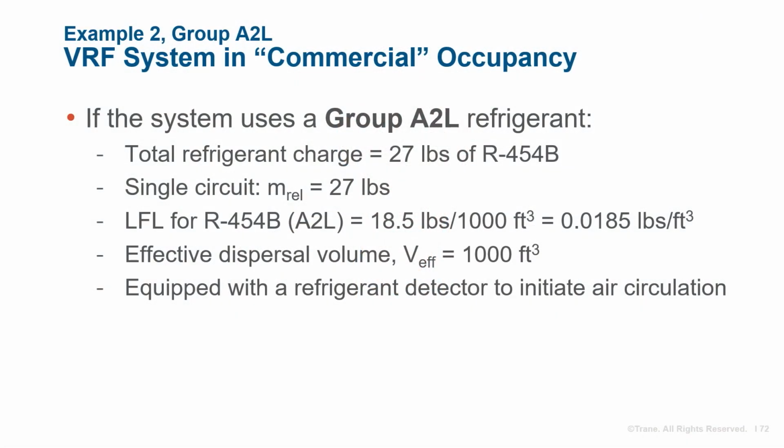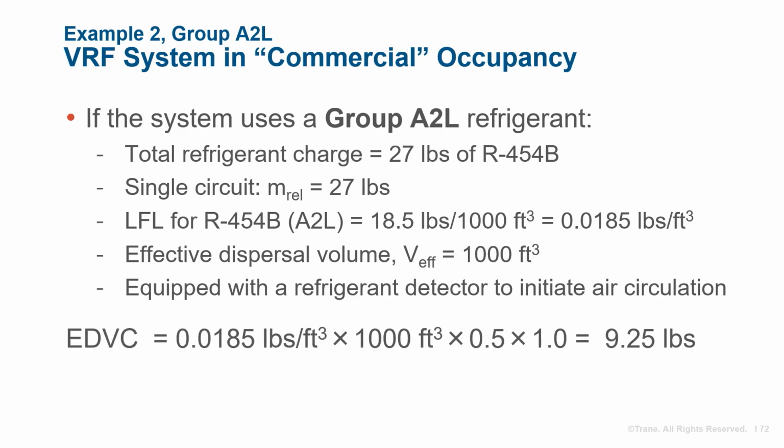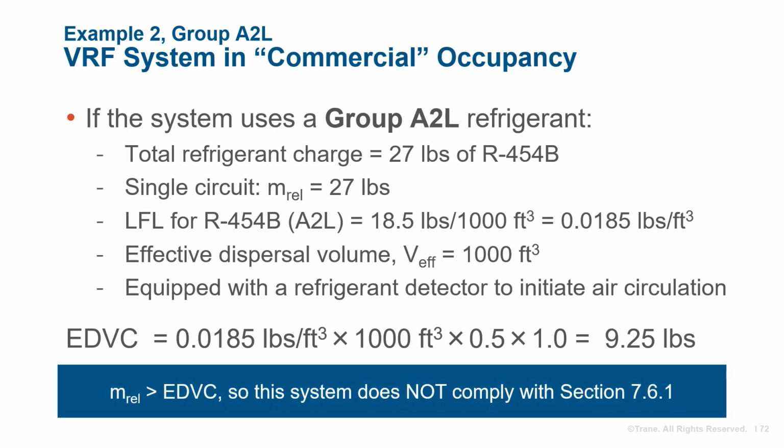So what if this same VRF system contains an A2L refrigerant? Let's assume we have a VRF system with a charge of 27 pounds of R454B. Again, this is an example of a high probability system, so Section 7.6 applies. In our example, the VRF indoor units will include a refrigerant detector to initiate air circulation. When we calculate the EDVC, it is 9.25 pounds. This releasable charge of 27 pounds is higher than this limit, so the system does not comply with Section 7.6.1.